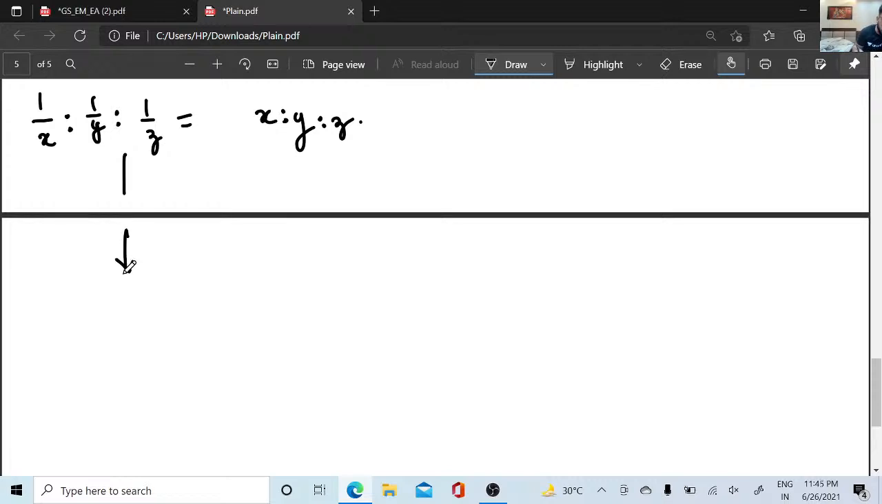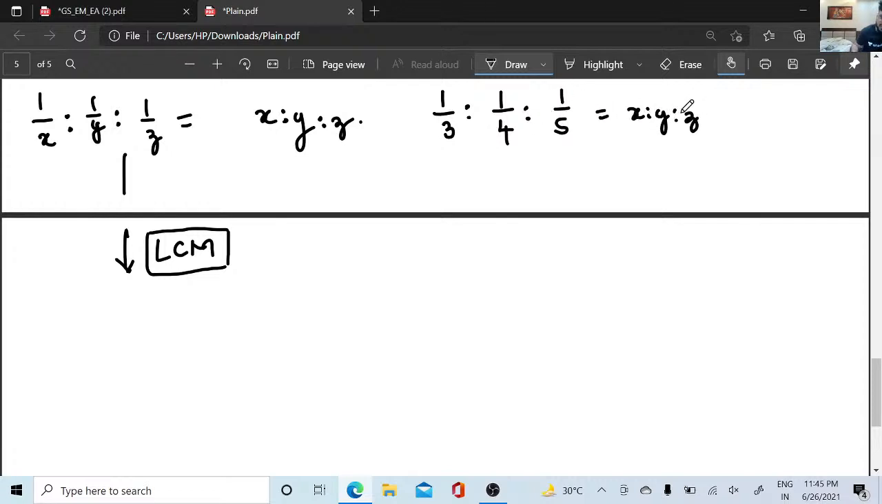In such scenarios, always go for our best friend who is given the name LCM, least common multiple. So if I get any ratio in the form 1 by 3 is to 1 by 4 is to 1 by 5, what will be the value of x is to y is to z? First thing is I will find out the LCM. What is the LCM of 3, 4, 5? 3 4s are 12, 12 5s are 60. 60 is the LCM.